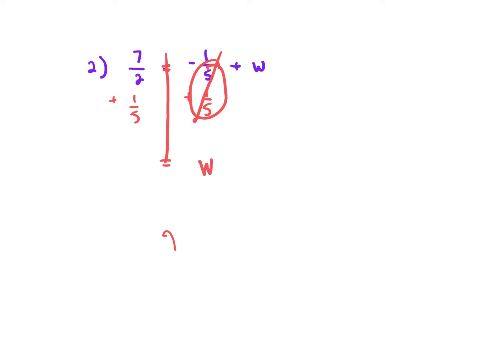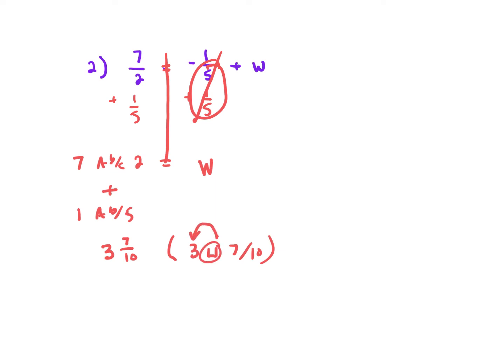Now in your calculator, on the other side of the equation, you're going to enter 7, ABC 2, then we're adding 1/5, so 1 ABC 5. And what your calculator will say is 3 and 7/10. Actually, it will look like this in the calculator, 3u 7/10. So again, this u is referring to whole units.